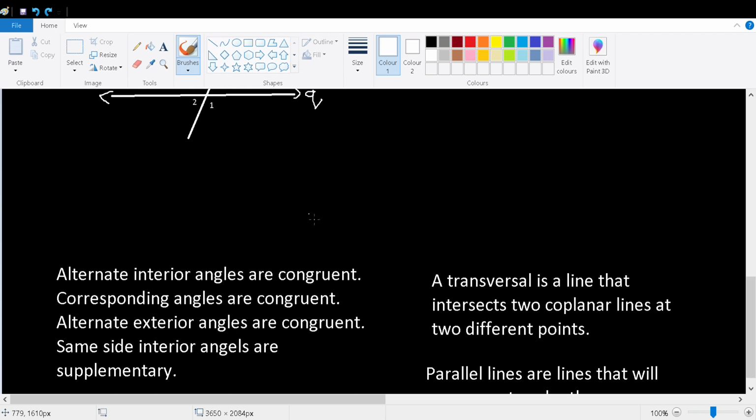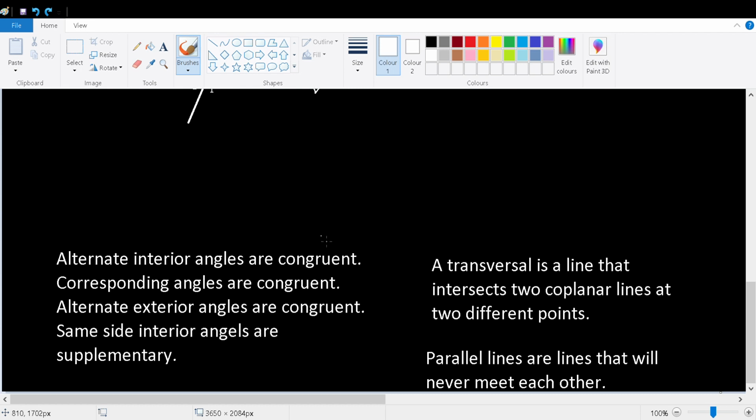So let's just sum up as a whole what we learned. To answer the essential question, which was what are parallel and transversal lines, and what are corresponding angles, same side interior angles, alternate interior angles, and alternate exterior angles. So alternate interior angles are congruent. They are non-adjacent angles that lie on opposite sides of the transversal between the intersected lines as well. Alternate exterior angles are congruent, and they lie on opposite sides of the transversal and outside the intersected lines.